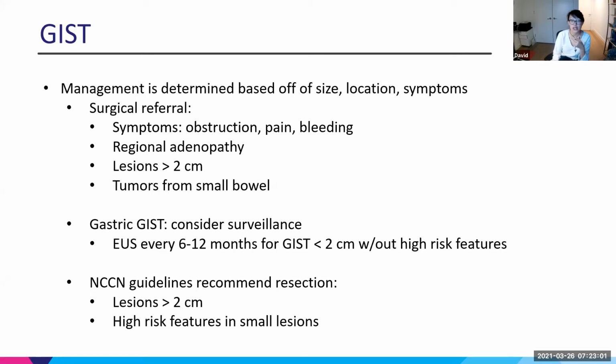And finally, any tumors originating from the small bowel because they appear to have a higher malignant potential. For gastric GISTs that are less than 2 centimeters in size and do not carry high-risk EUS features, there are some data to support the surveillance by EUS at 6 to 12-month intervals rather than resection, though the optimal interval has not been determined. The National Comprehensive Cancer Network guidelines actually recommend that with GISTs over 2 centimeters or smaller lesions that have high-risk features on EUS, that these lesions should undergo resection.